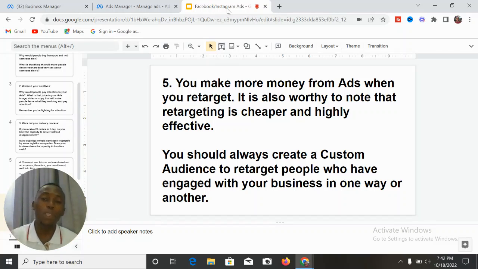These are the 5 most important things that you have to do before you set up adverts. Create your custom audience first, so that as you're running adverts, the custom audience is increasing. Do these things and you are going to see results, I assure you.